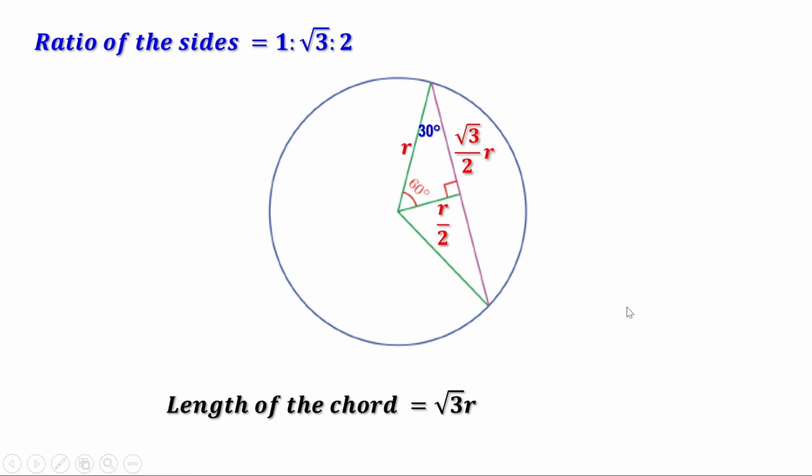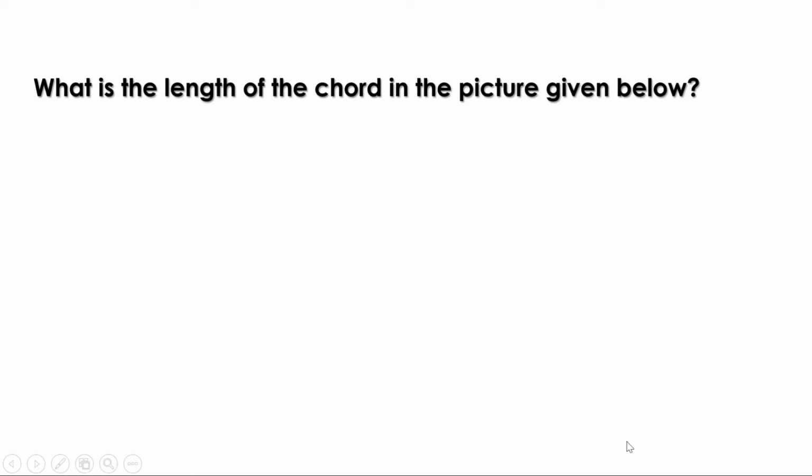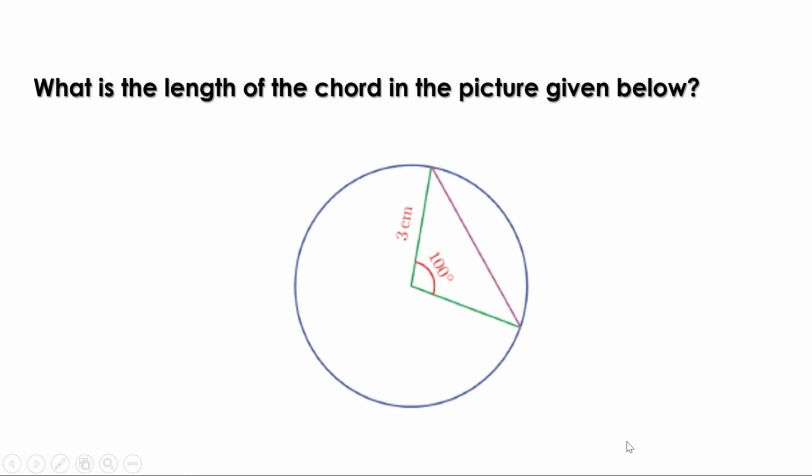When the central angle was 60 degrees, the length of the chord was equal to the radius. When it is doubled, that means when the central angle is 120 degrees, the length of the chord is not 2 times r but root 3 times r. That means the change in chord length is not in the same scale as the change in the central angle. How do we compute the length of the chord in this picture?